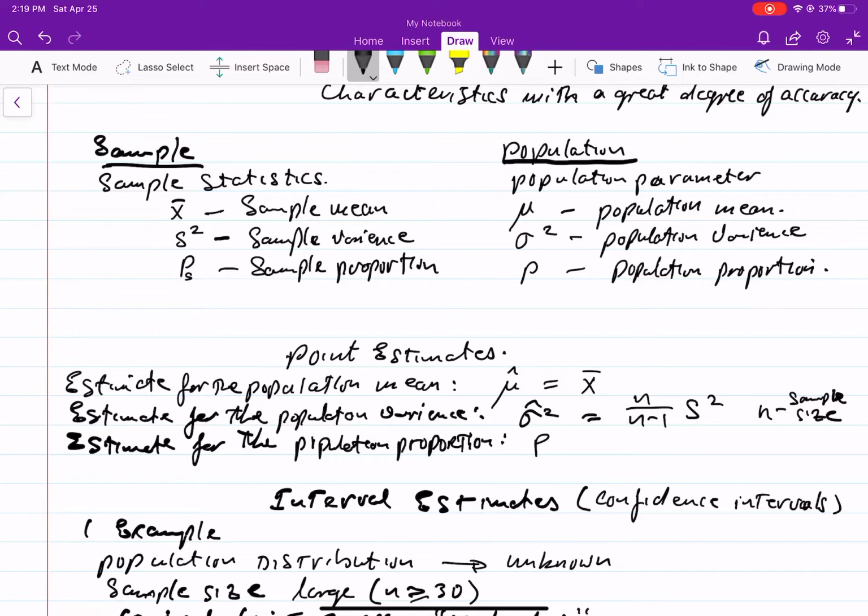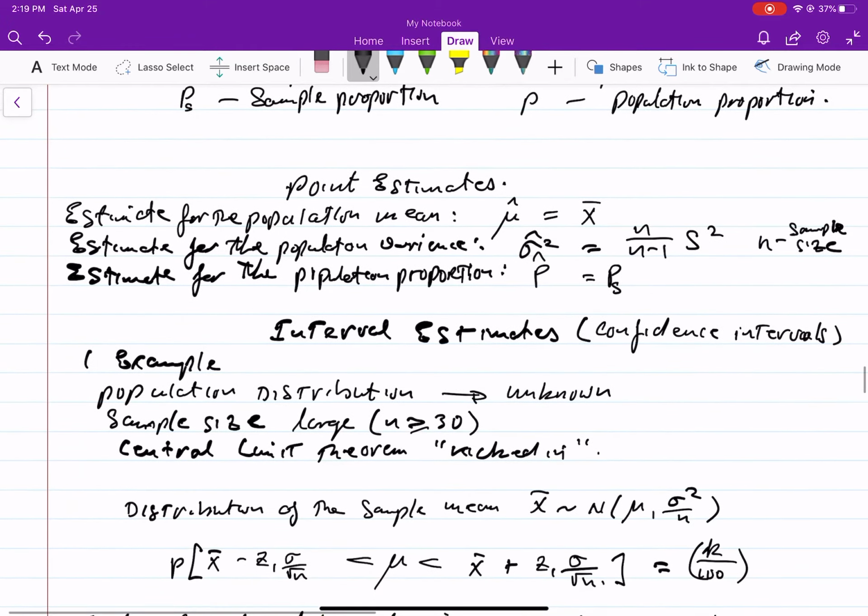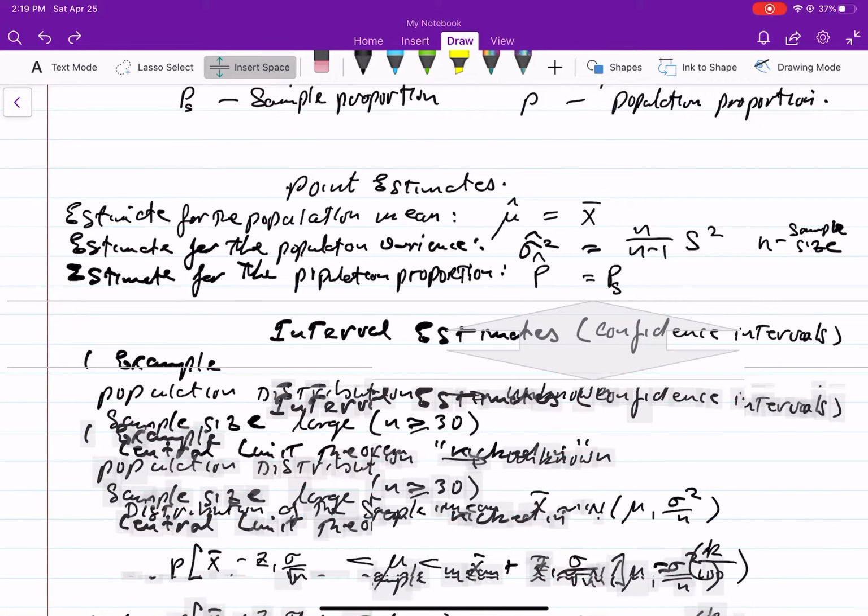P hat, yes, is given by P sub S, the sample proportion. I gave a very simple example for that third one, where in class we figured out the number of left-handers that we had in class. Y'all remember that little experiment? You just had to put up your hand if you were left-handed. So it was nothing to figure out. We just counted the number of people who were left-handed.